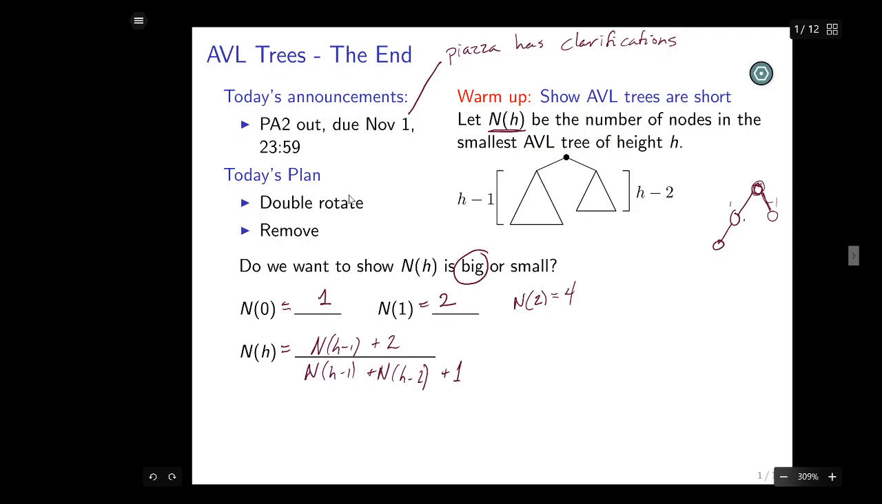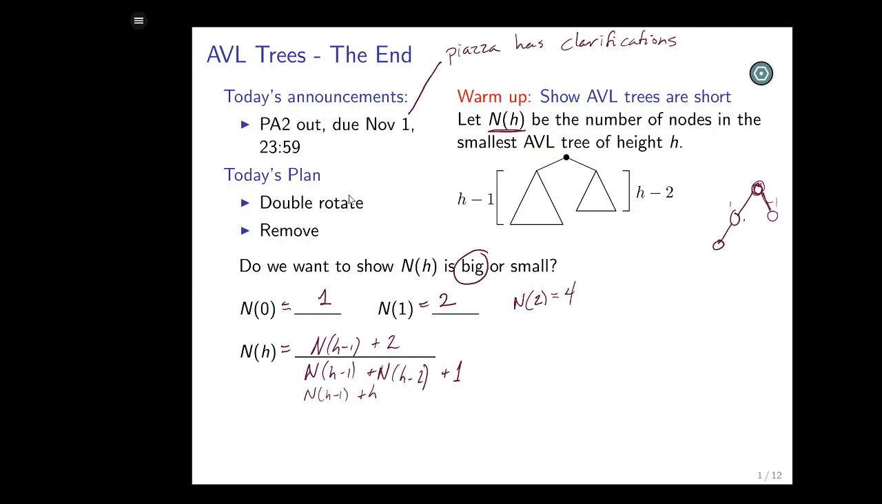Any other possibilities? People want to have any other ideas? Yeah. N of H minus 1 plus H. Just make a chain down the other way. That's what you're thinking? Yes. Okay.